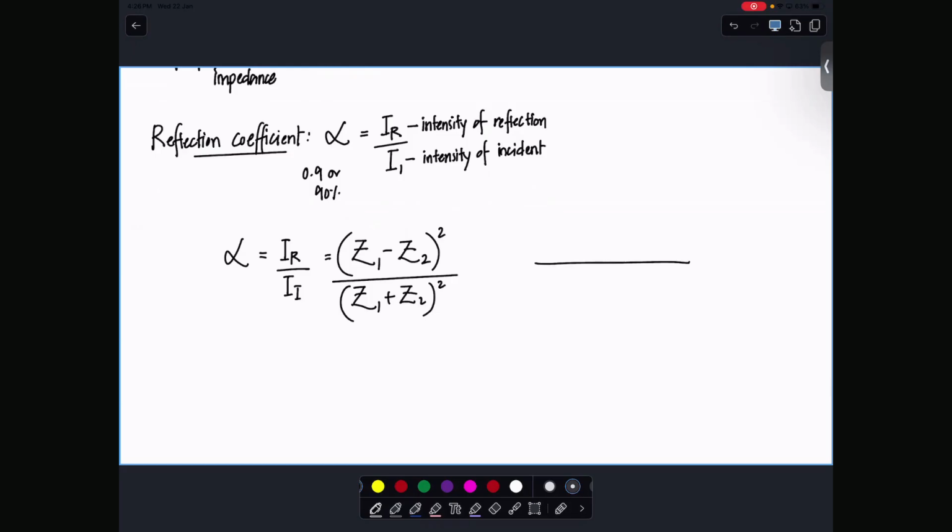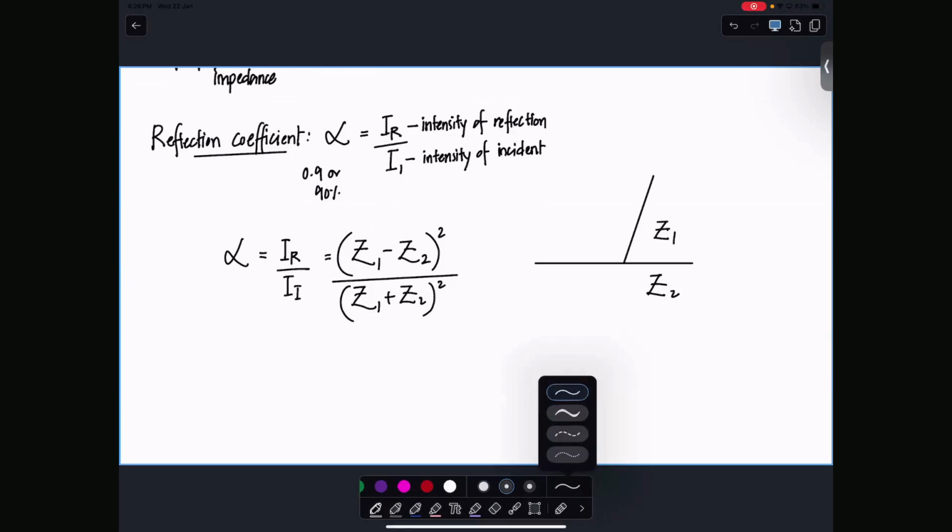Let's say there is a wave traveling from here, where Z is Z1, to another medium, where Z is Z2. Wouldn't some of the wave reflect off this boundary? So some will reflect, but does all of it reflect? No, right? So some of it will also just go straight through, like refract.